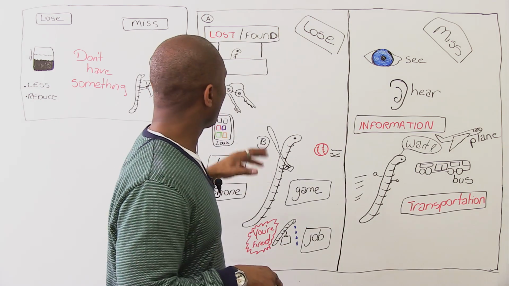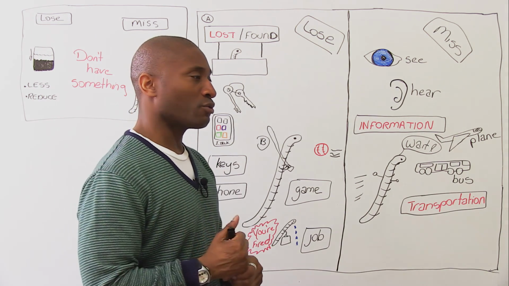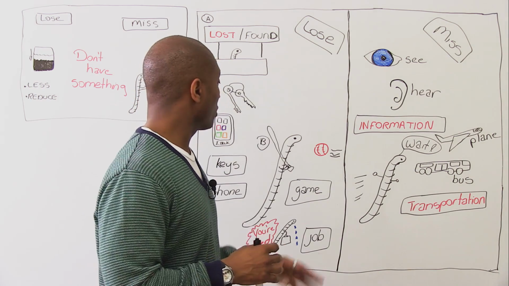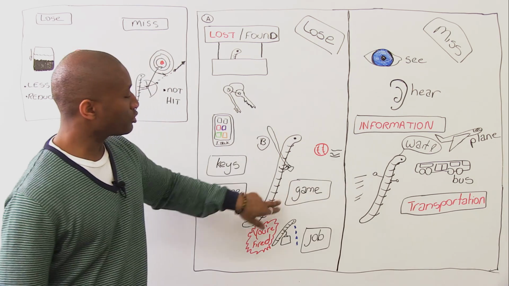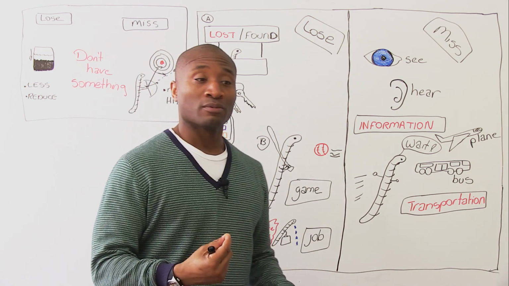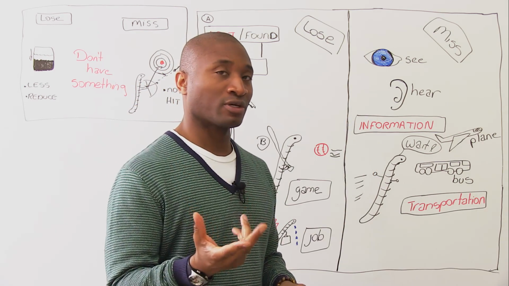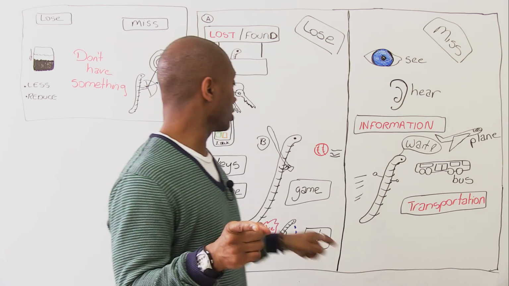Okay. Now, the other thing you can lose, which is different, is a game. So when we talk about games, if you like football or soccer or hockey or baseball, you can lose the game, which means not win. A lot of times people know win, we win, we win. They don't understand lose.